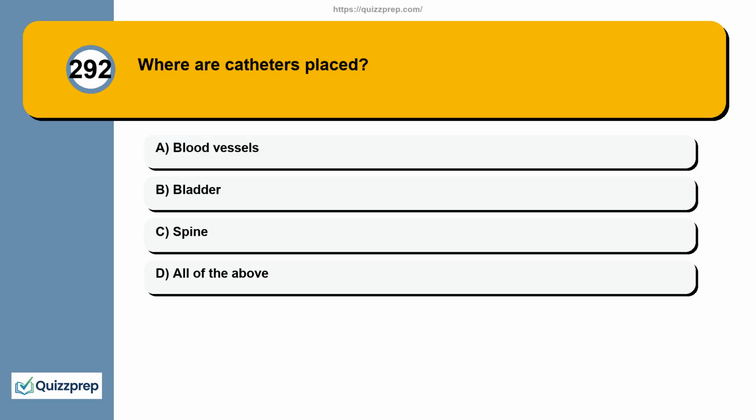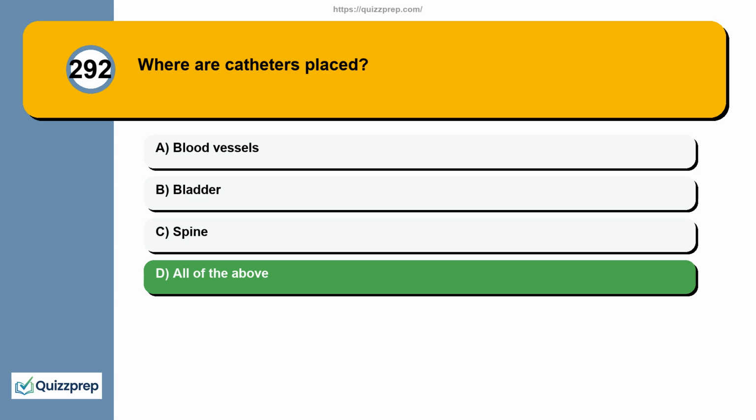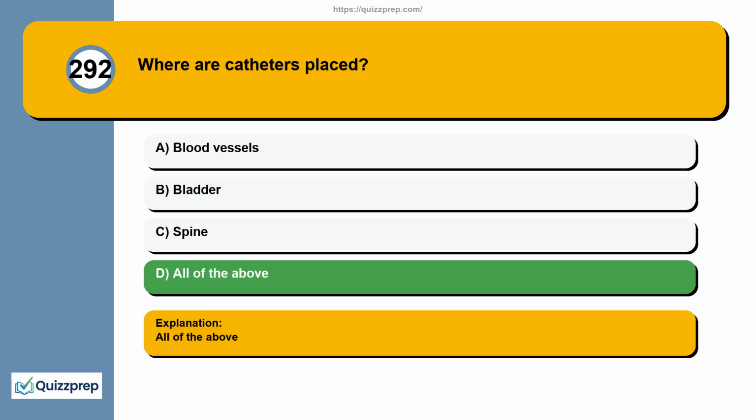Question 292. Where are catheters placed? Option A. Blood vessels. Option B. Bladder. Option C. Spine. Option D. All of the above. The correct answer is option D. All of the above.